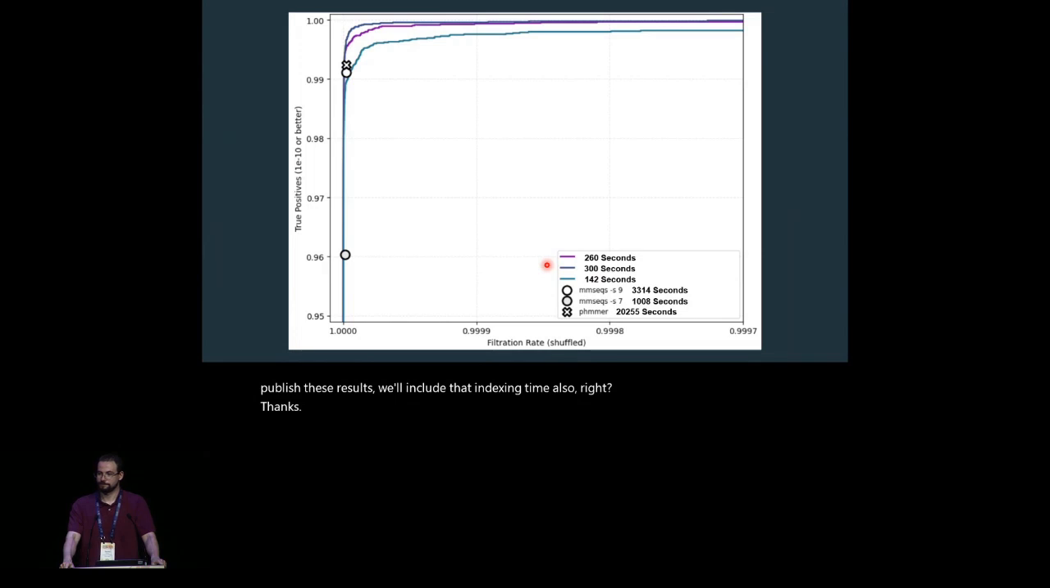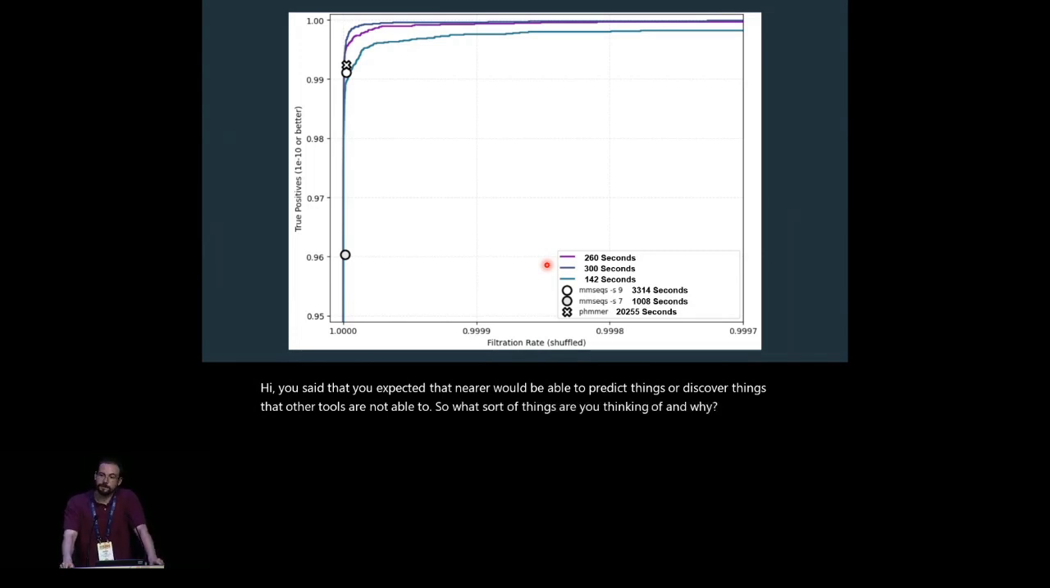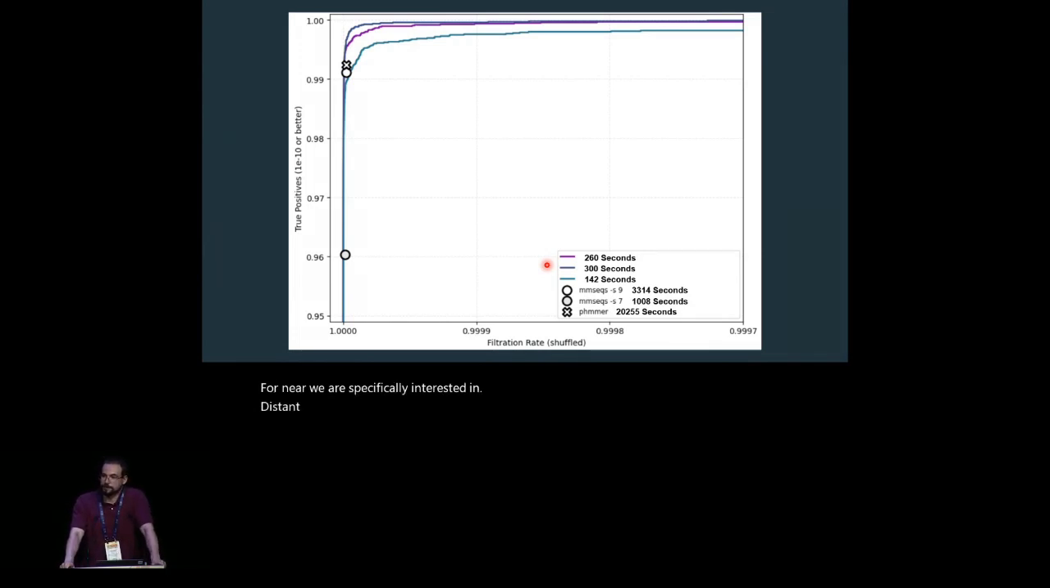You said that you expected that NEAR would be able to predict things or discover things that other tools are not able to. So what sort of things are you thinking of and why? For NEAR, we are specifically interested in distant homology, distant evolutionary signal.